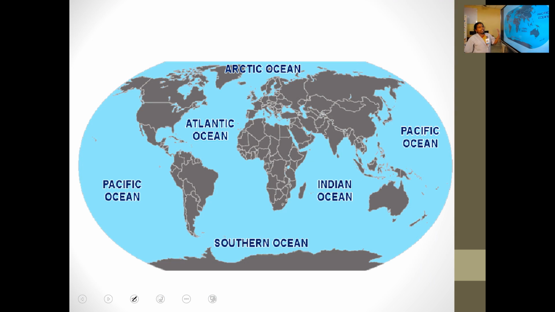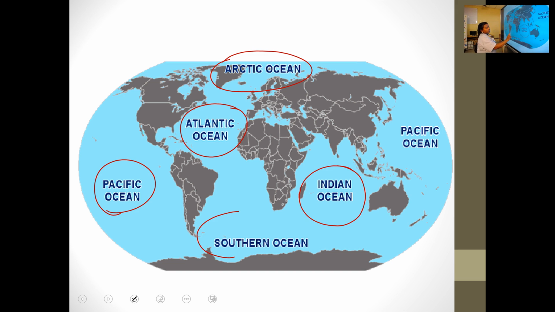Now, let's revise the names once again. Here exists the Pacific Ocean, Atlantic Ocean, Arctic Ocean, Indian Ocean, and Southern Ocean. How many oceans are there? 1, 2, 3, 4, 5. There are 5 oceans on the earth. What are called oceans? Oceans are vast water bodies on the surface of the earth.